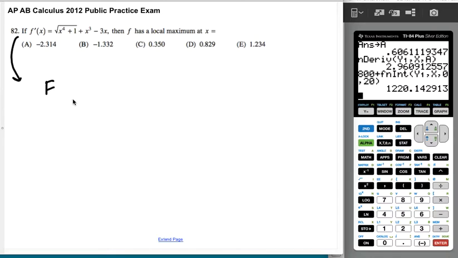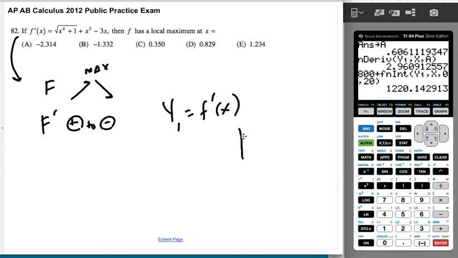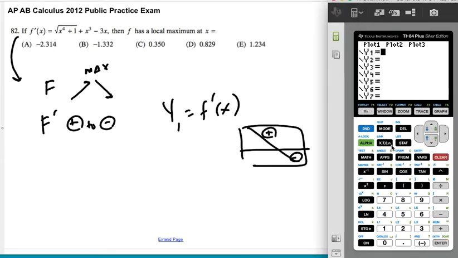If f has a max, right? If f has a max, then that means that f prime went from positive to negative, which means if I graph this thing as my y1, I'm visually looking on the graph for this thing to go from positive to negative. And that's it, right? So I'm going to go ahead and put this in as my y1.